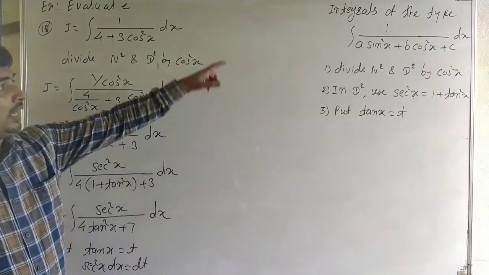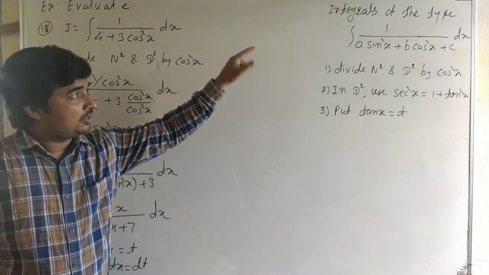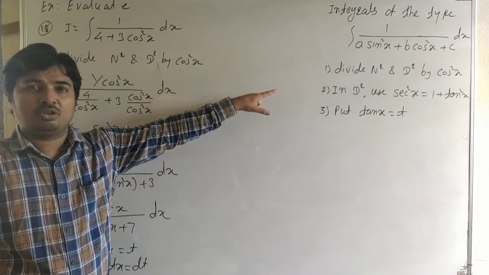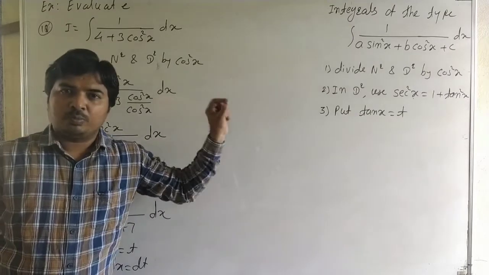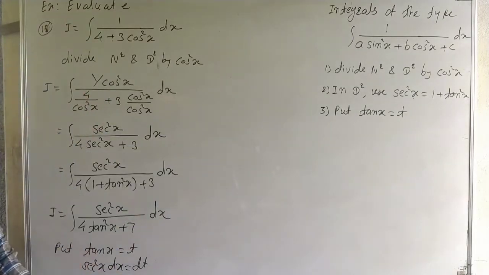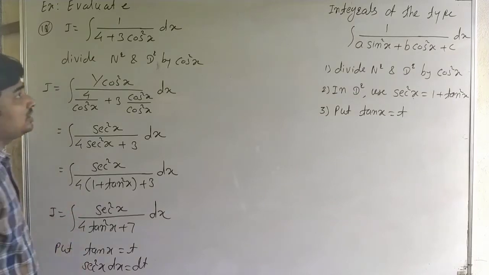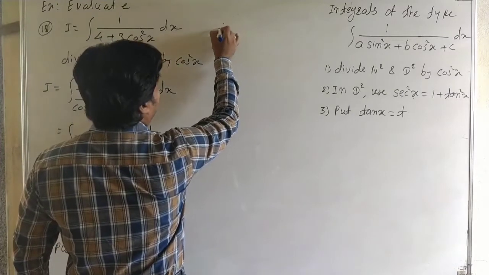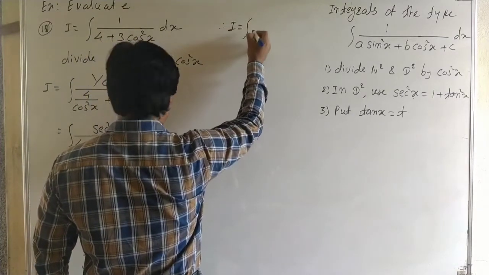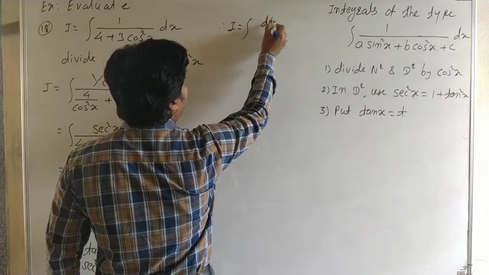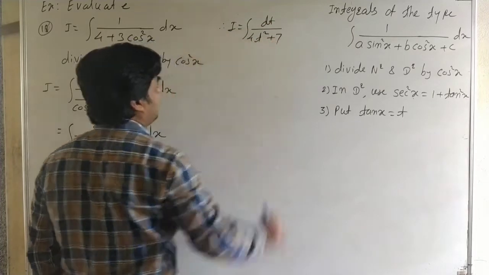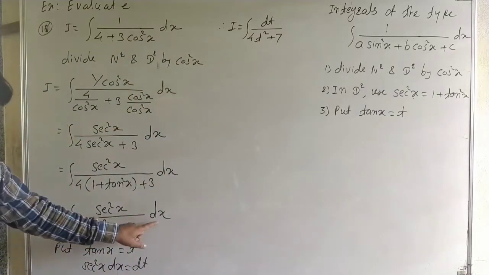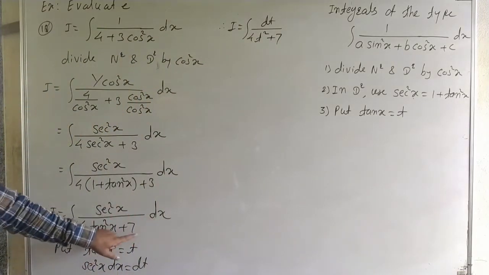Okay, now we apply all 3 steps. First, divide numerator and denominator by cos square x. Second step, in the denominator use sec square x is equal to 1 plus tan square x, and put tan x is equal to t. Here we apply all 3 steps. Okay, now after 3 steps we get the integral. Therefore our integral becomes dt upon 4 t square plus 7. It is sec square x dx, it is dt, and 4 t square plus 7.